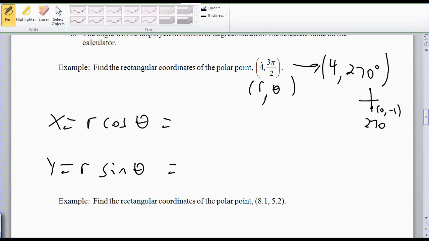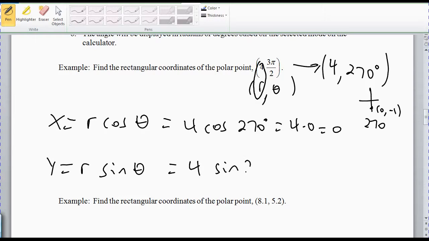See that? R is 4. And then cosine of 270 degrees, or 3 pi halves, either one. And we get 4 times, well, cosine 270 is the x value, so that's 0 at 270, which is 0. Then do again for y. So y equals r, which is 4, sine 270 degrees. Sine is the y value, which is negative 1, so it's going to be 4 times negative 1, which is negative 4.